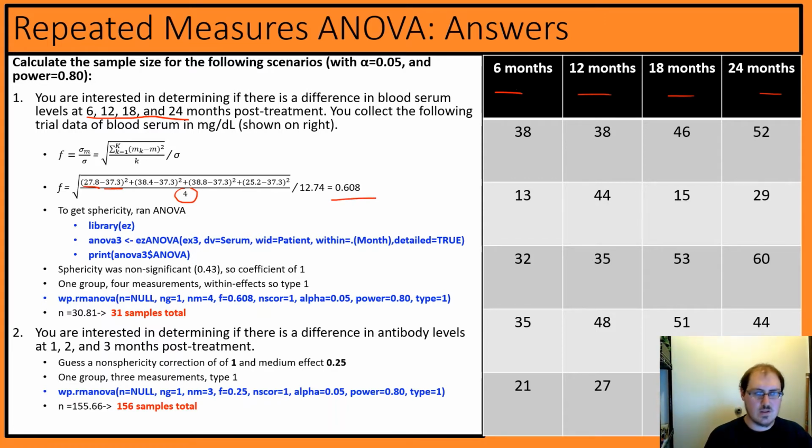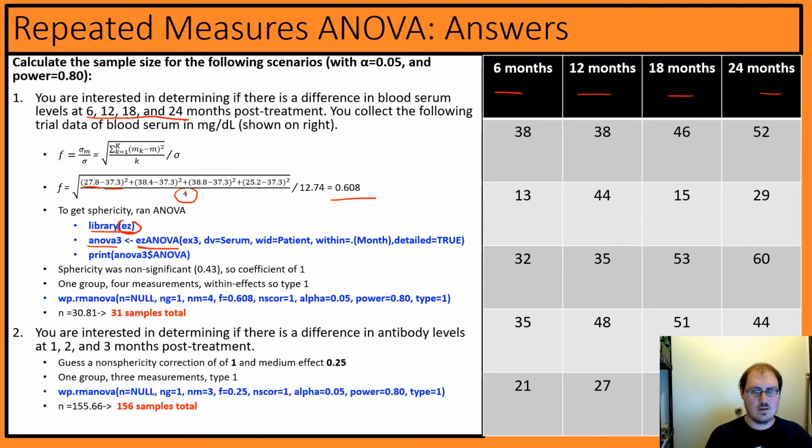Then I actually ran sphericity using ANOVA. I used this package, EZ, so you can download that. And then in EZ, I called this just ANOVA 3, called it EZ. This was the package, and this is the function, ezANOVA.